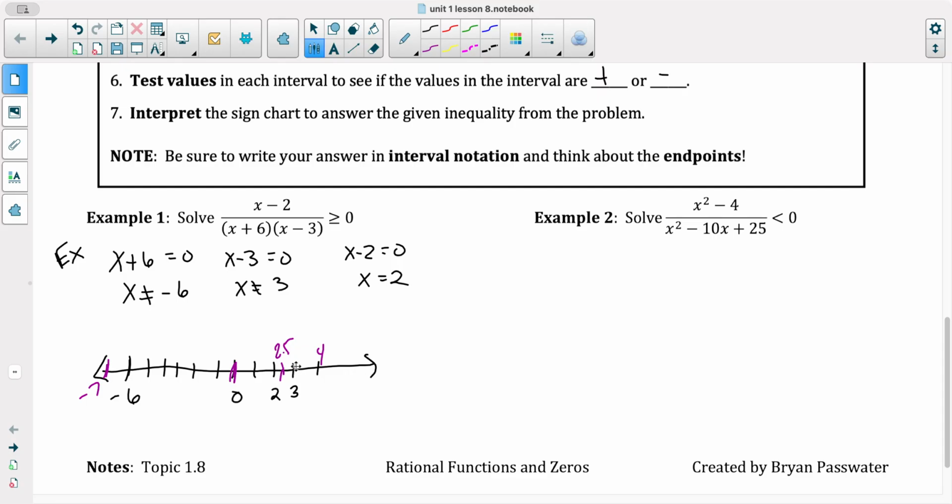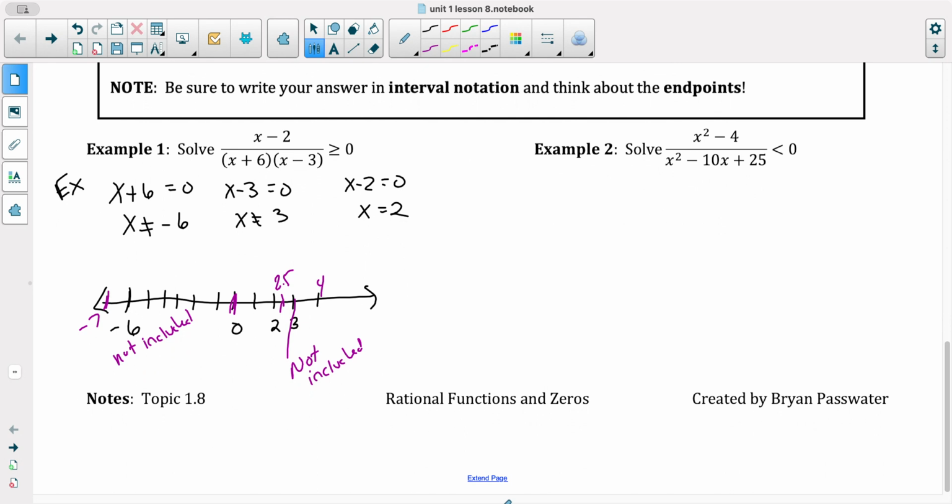Okay? And remember, this is not included, and neither is this. So when we actually write our answers, those are not included, period. So at this point, all we're doing is just plugging in to see if we're going to get a positive or negative answer. Pause if you need to, but bear with me. I don't have my calculator, so we're doing this by hand.